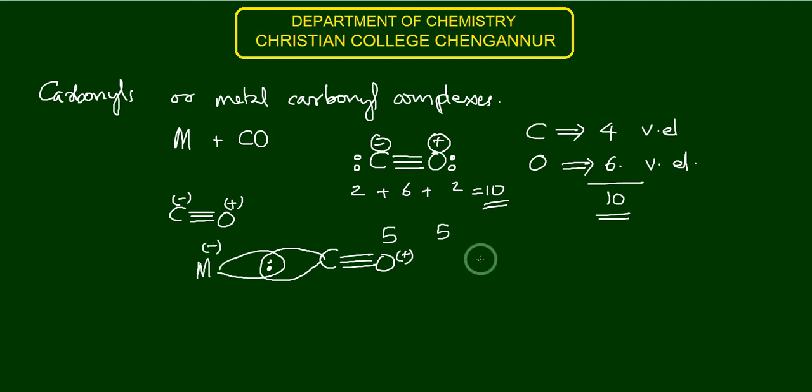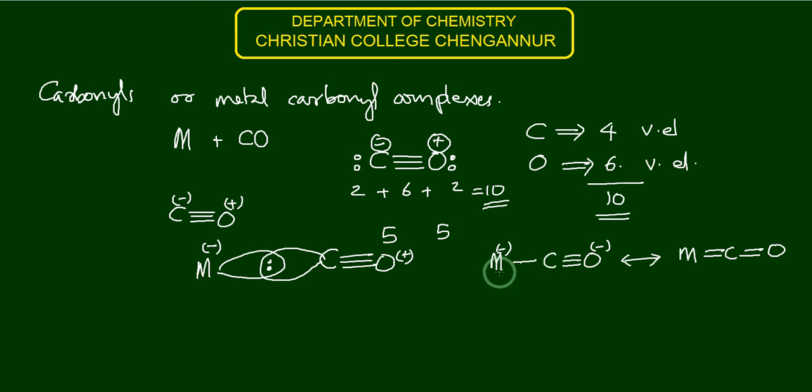So the metal carbonyl can be written like this: M minus, then a bond between metal and carbon, and then a triple bond with oxygen bearing a positive charge. It can also have another structure: M double bond C double bond O. It can be like this also.